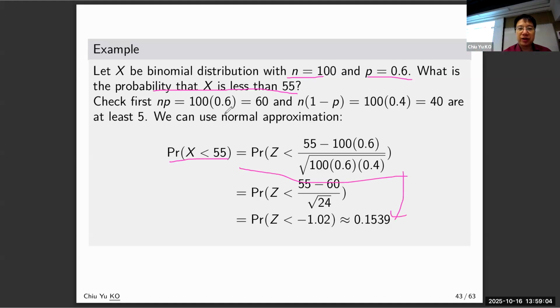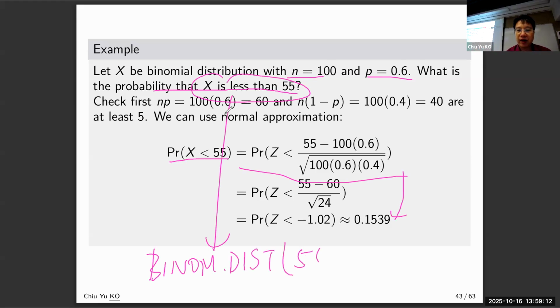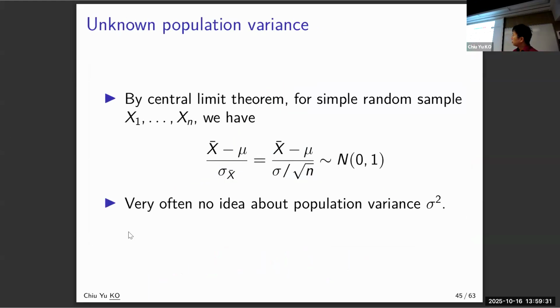If you actually look at the Excel, this is just binom, this, right? 55. That's the answer. But this should give you something similar to this one. But I'm not going to go into the detail of the approximation there. So here I want to talk about the T distribution.